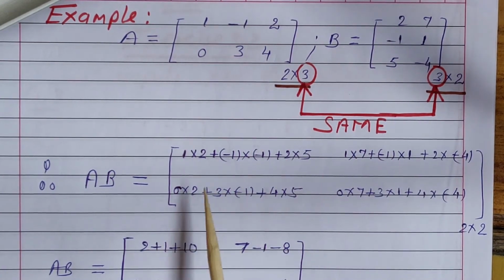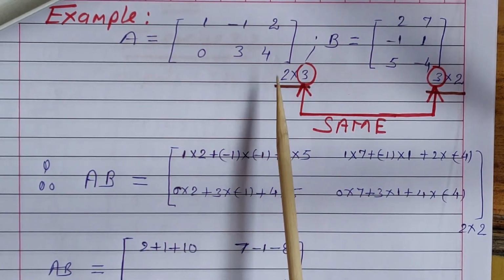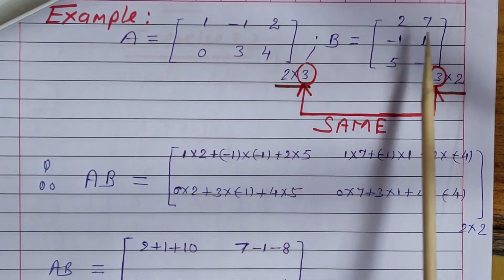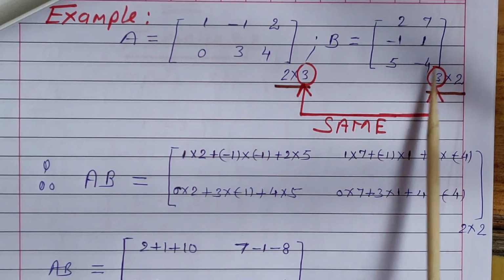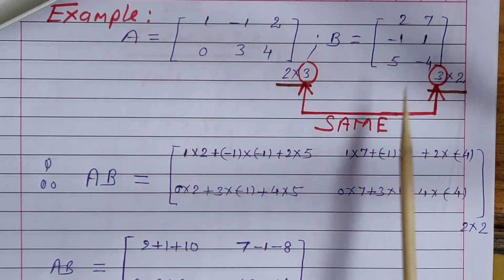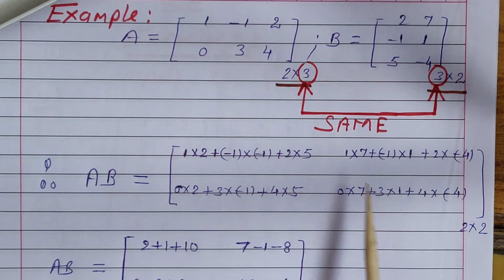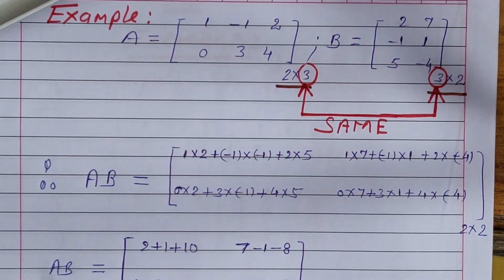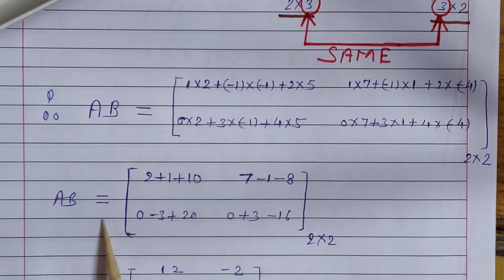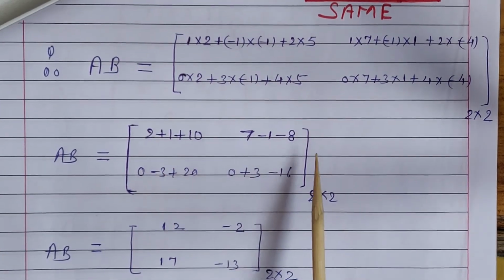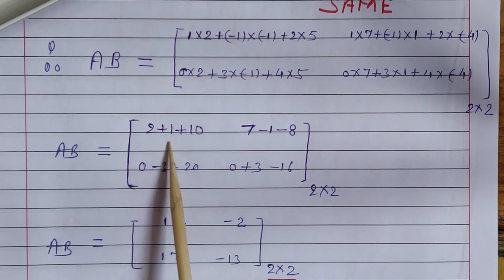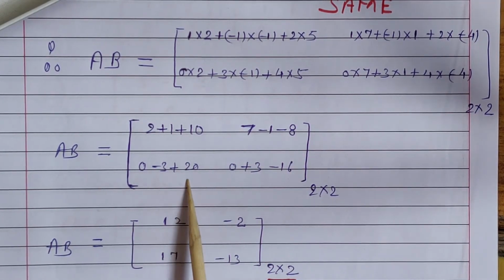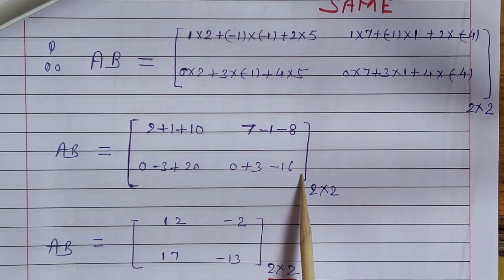Again from second row to first column. 0 into 2 plus 3 into minus 1 plus 4 into 5. Again this second row is multiplied to second column in this matrix. See here, 0 into 7 plus 3 into 1 plus 4 into minus 4. We will get in next step AB equals to, it is very easily calculated, 2 plus 1 plus 10, 7 minus 1 minus 8, 0 minus 3 plus 20, 0 plus 3 minus 16.